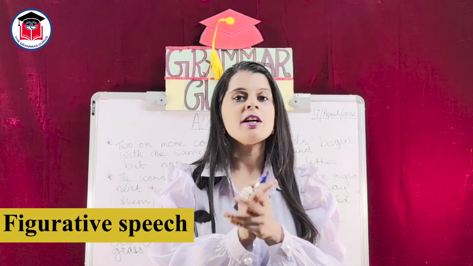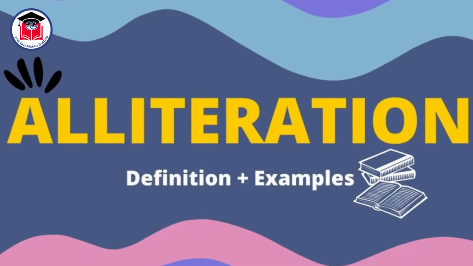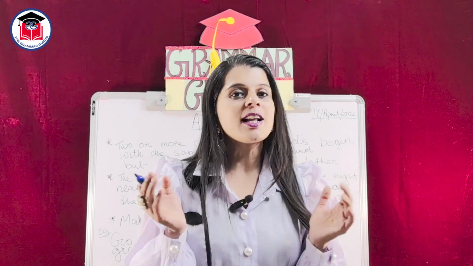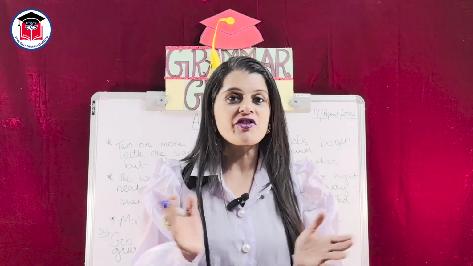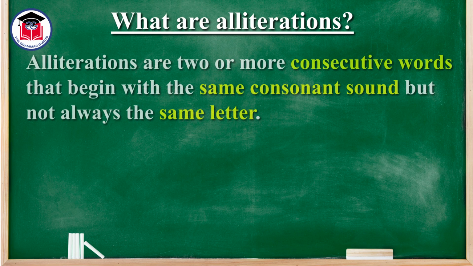In today's edit, we are going to learn a new tool of writing called alliterations. As you see, the name itself is very interesting. So what are alliterations? Well, alliterations are two or more consecutive words that begin with the same consonant sound. Mind it that the consonant sound they begin with has to be the same. The letters may not be the same.